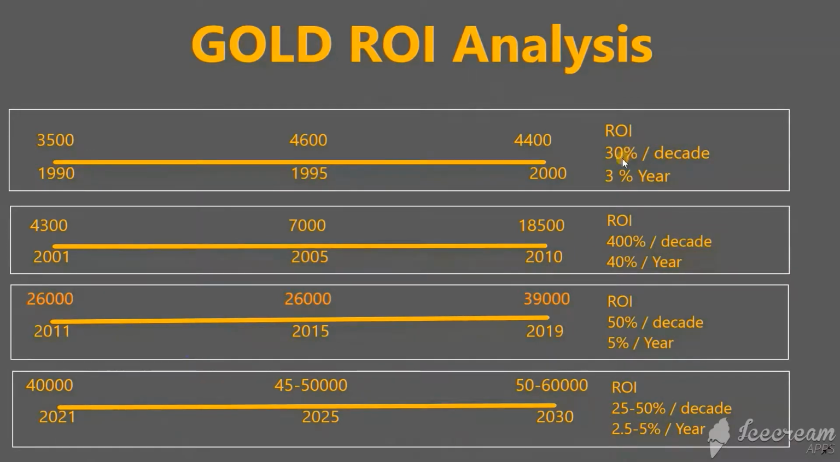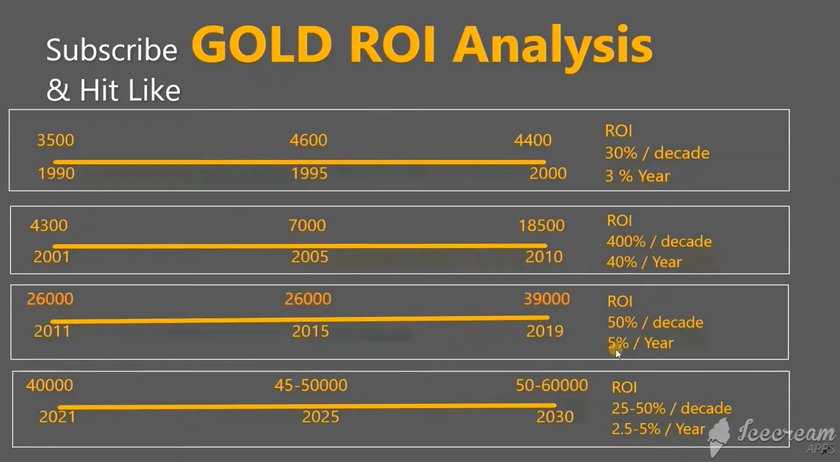So in the first decade from 1990 to 2000, the appreciation was 30% in one decade. So the yearly appreciation was 3%. In the next decade from 2001 to 2010, the appreciation in the gold price was 400%. That means the yearly appreciation averaged 40%. In the current decade from 2011 to 2019, the appreciation is about 50%.